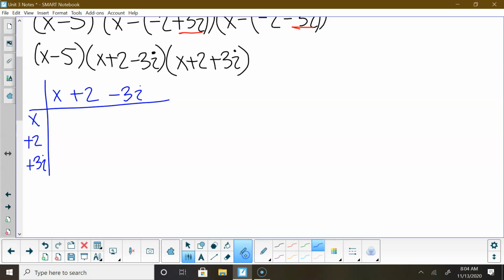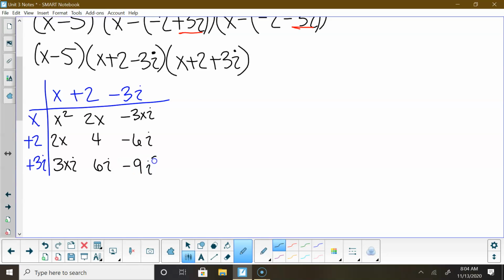So, switch to that. X squared, 2x, minus 3xi, 2x, 4, negative 6i, positive 3xi, positive 6i. And then this last one's going to be negative 9 and an i squared. So all of that stuff from Unit 2 was literally just to get us so we could deal with this and be okay with it.